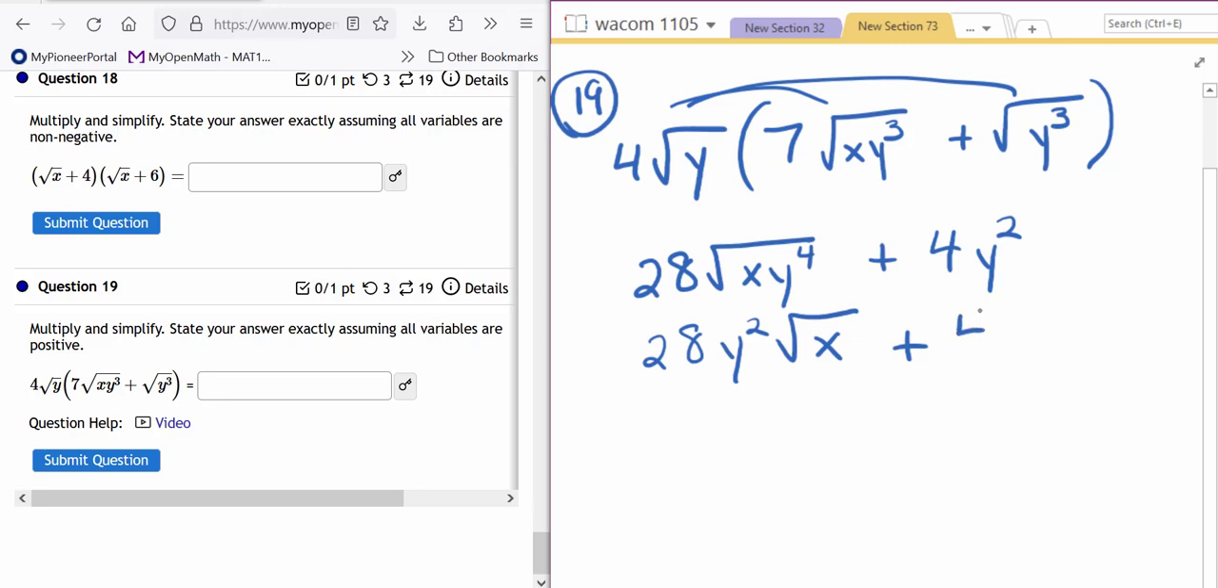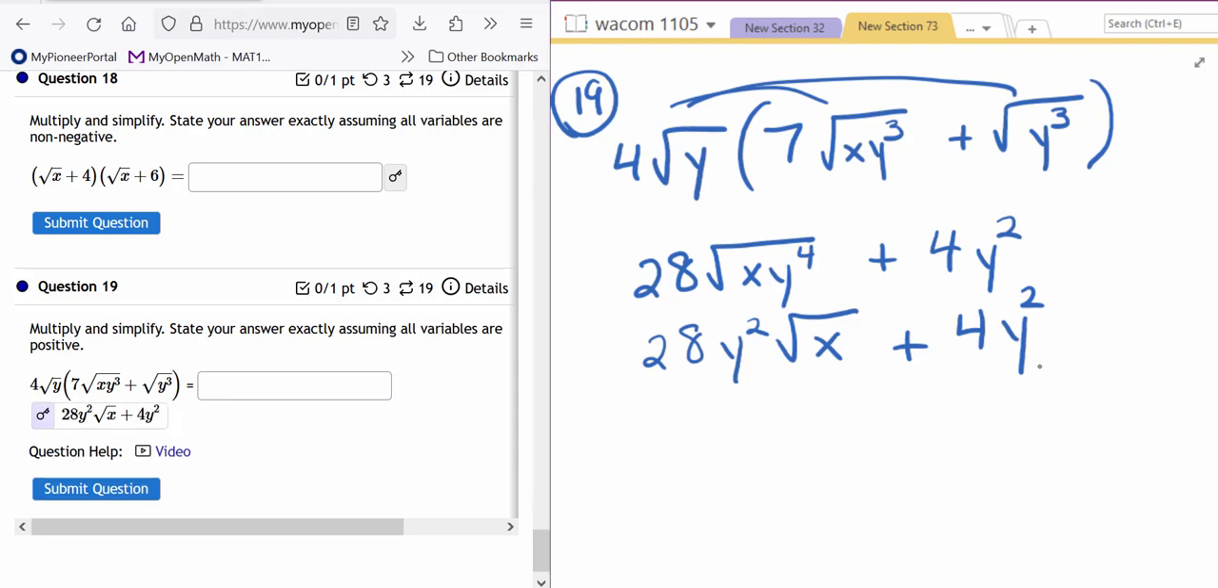These cannot go together because the first one has a radical. The second one does not have a radical. So they are not considered like terms or like radicals.